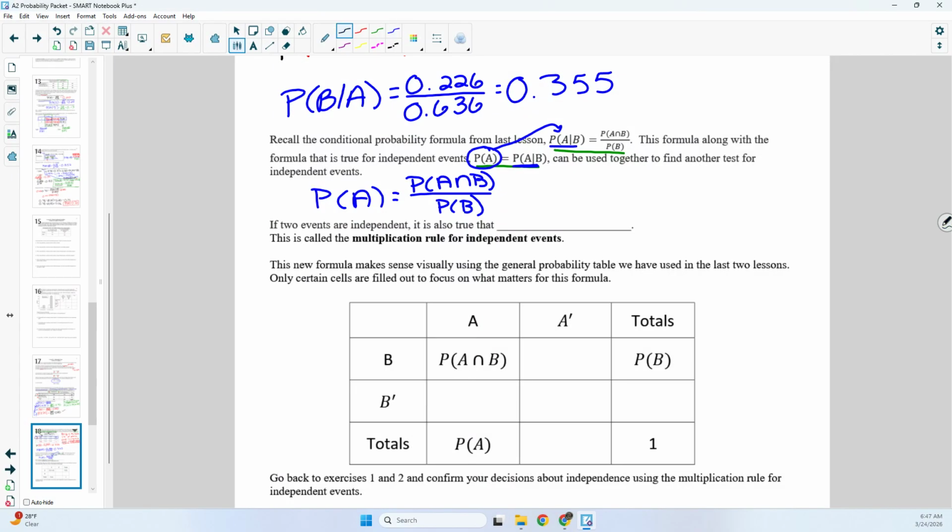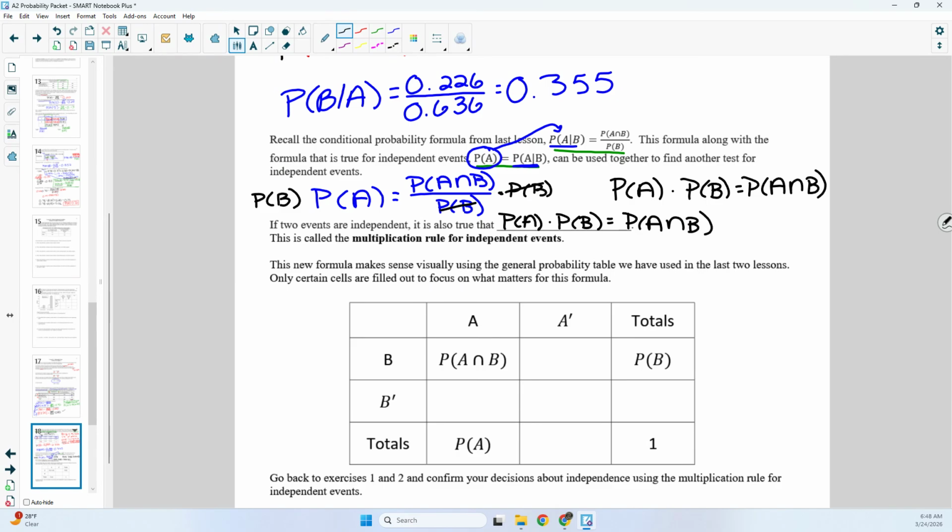And then if I just rewrite this in a different way, if I multiply both sides by P of B, I get, I'm going to rewrite those in the other order, just have the formula, P of A times P of B equals P of A and B. Okay, so if two events are independent, it's also true, in addition to my conditional probability test, that P of A times P of B is equal to P of A and B. This is called the multiplication rule for independent events.